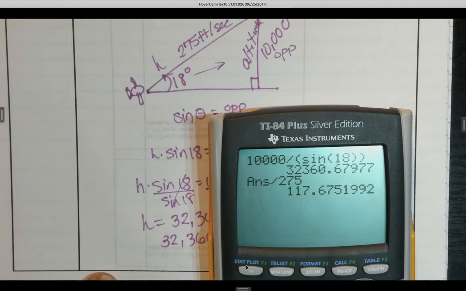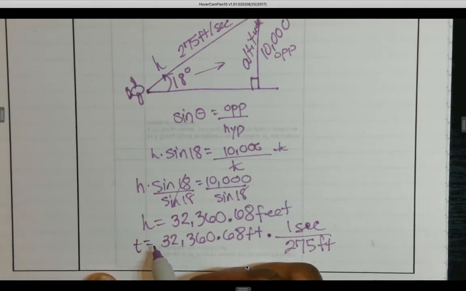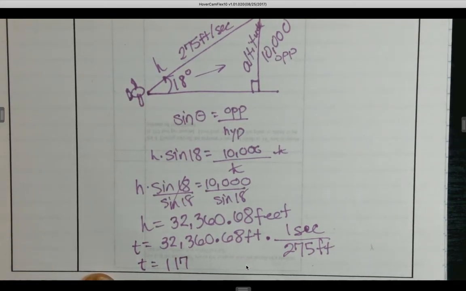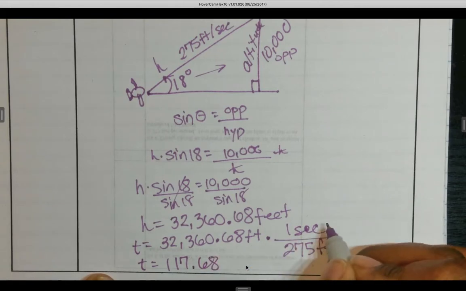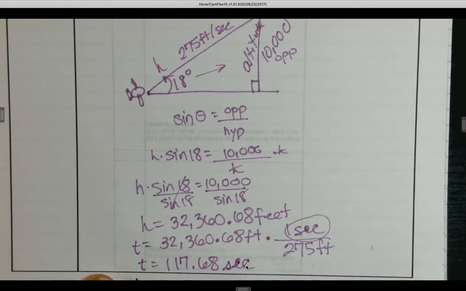I get 117.68. I'm going to put here time. 117.68, and because it was in seconds, I'm going to say seconds. That's not even 2 minutes. It takes the plane less than 2 minutes to travel 32,000 feet.